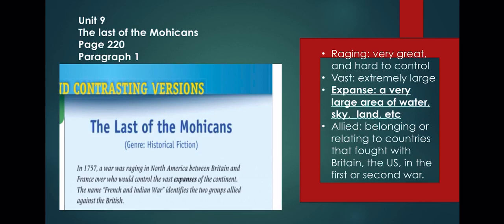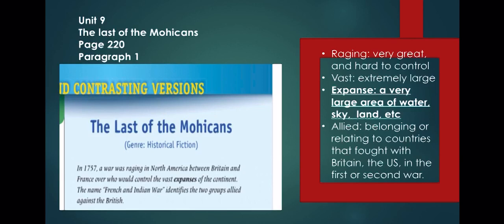So there was a war between the French and the Indians. They were allied together, which means they were joined together. They are going to fight. They fought against Britain. Okay, so they fought against Britain for what? For the expanses, which are the large areas of water, lands, and sky of the continent. So this is actually what this story talks about. It talks about a historical fiction between two sides of a war.